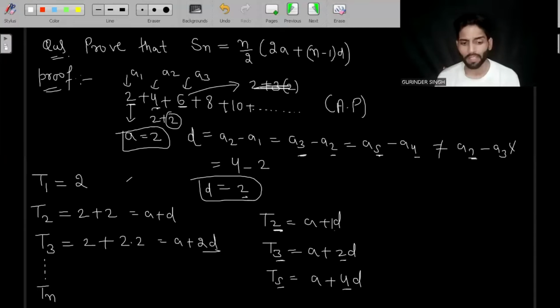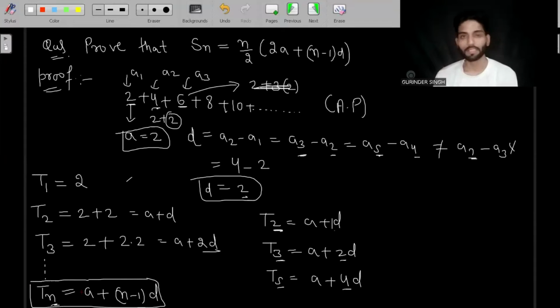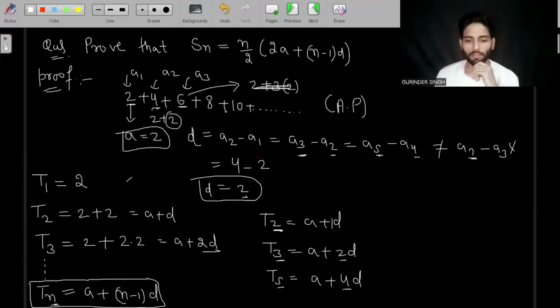So how can I write the nth term? This is like a plus, sorry, there is n, right? So it will be n minus 1 into d. So this is nothing but the general term of AP. That's what I derived, right? This is the general term of AP. Okay, so let's move further.